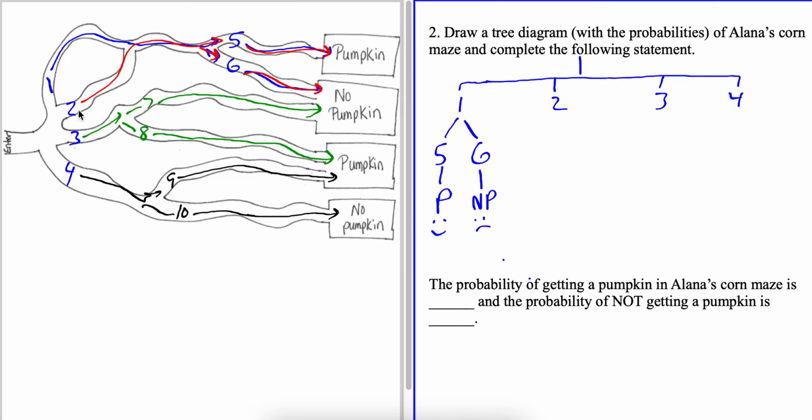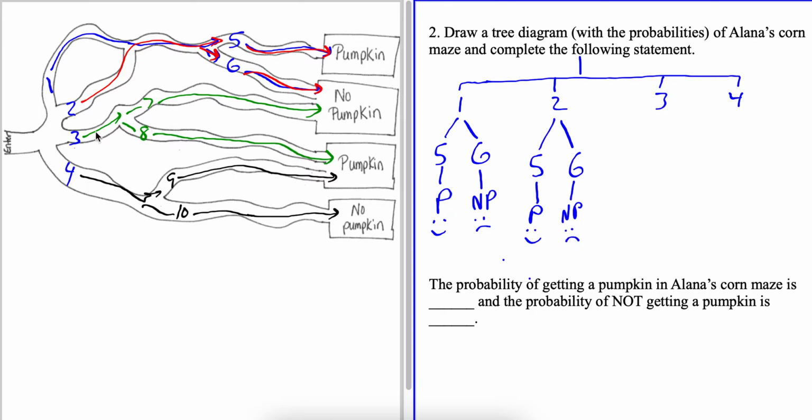Number 2, we notice it follows the same path as 1 did, 5 and 6. So 5, 6. Just like before, we get a pumpkin. 6, no pumpkin. So we're happy when we get a pumpkin. When we get no pumpkin, we're sad.